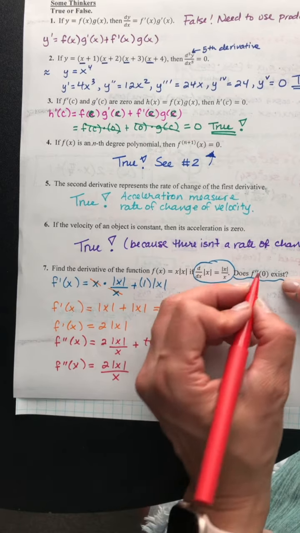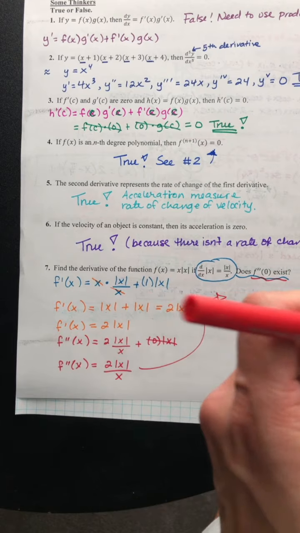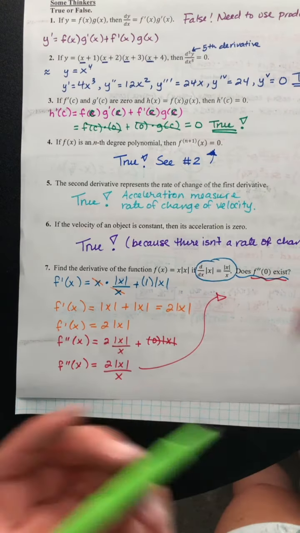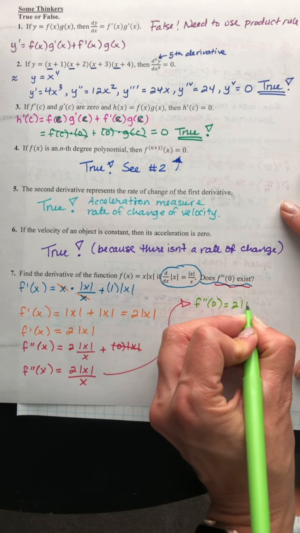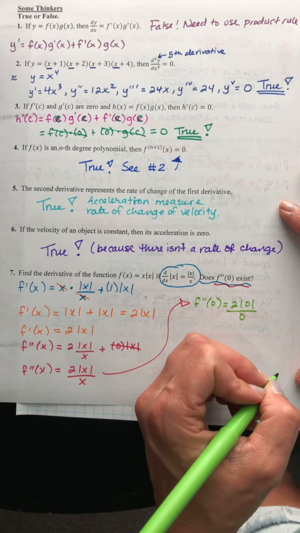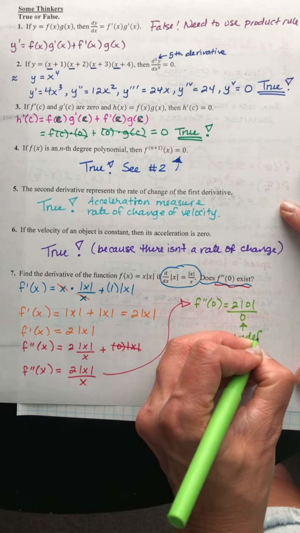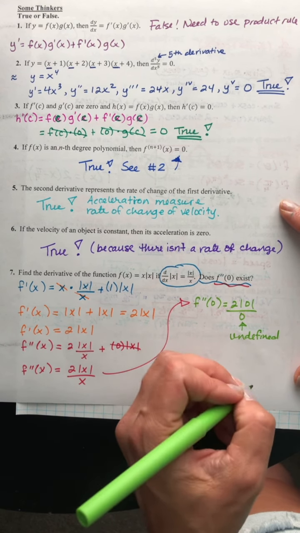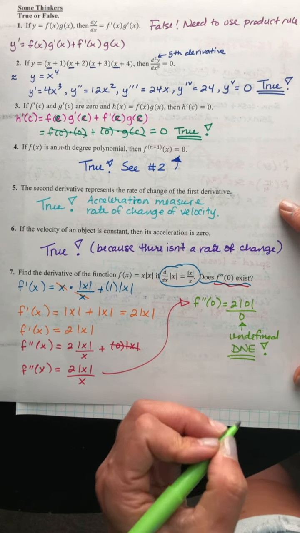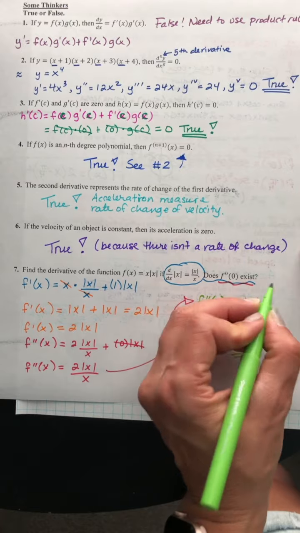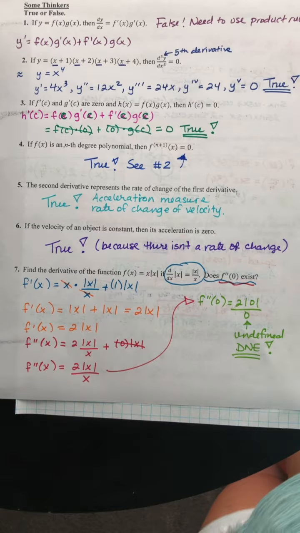But now I need to see if f double prime exists at 0. So I need to plug in a 0. So I'm going to have f double prime of 0. So I'm going to plug in a 0 for x. So 2 times absolute value of 0 all over 0. Uh-oh. We can't have a 0 in the denominator. That's undefined. So that means that this does not exist. So does f double prime of 0 exist? Nope, it's undefined. So I guess that wasn't true or false. We had to say if it was or not.